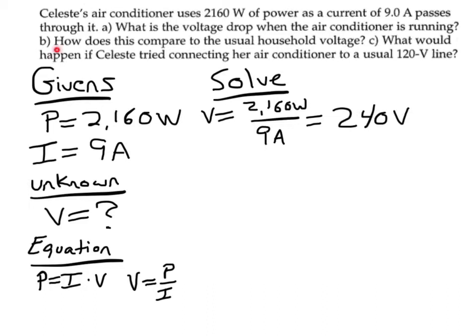So B says, how does this compare to the usual household voltage? Household voltage is typically about 120 volts, so, well, 240 is higher than 120.